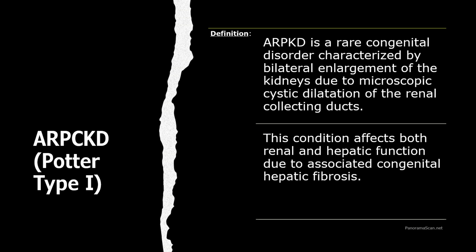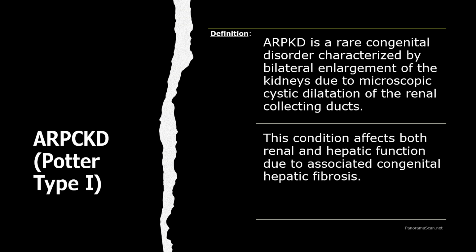Let's discuss ARPKD, or autosomal recessive polycystic kidney disease, which is a rare congenital disorder characterized by bilateral enlargement of the kidneys, which occurs due to the macroscopic cystic dilatation of the renal collecting ducts. These cysts are very small but increase in number and size as the condition progresses, leading to the characteristic enlargement of the kidneys.